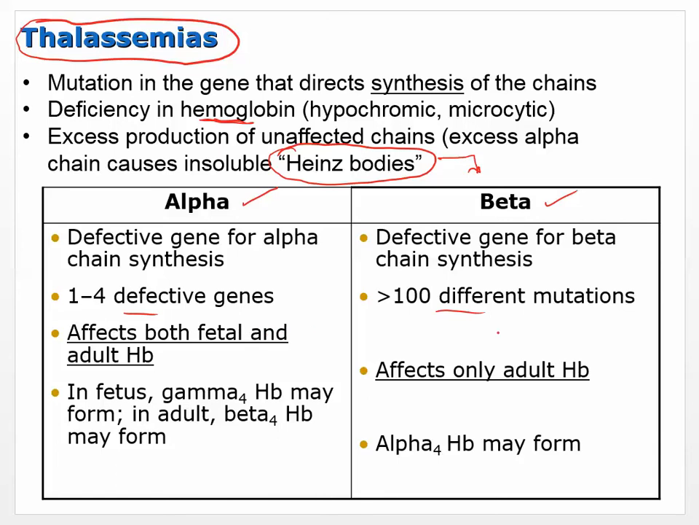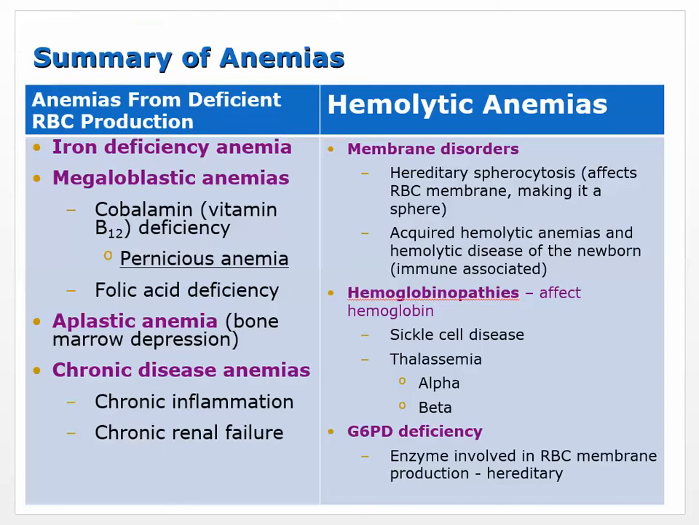If you affect the beta chain like we saw with sickle, then it's not going to affect the fetus. However, the alpha variant of this will affect the fetus, because the mutation is in the alpha, and so it's going to be there no matter what. It's there as an infant. It's there as an adult. The alpha chain is always there. The beta, however, gets turned on later. Okay, so summary.